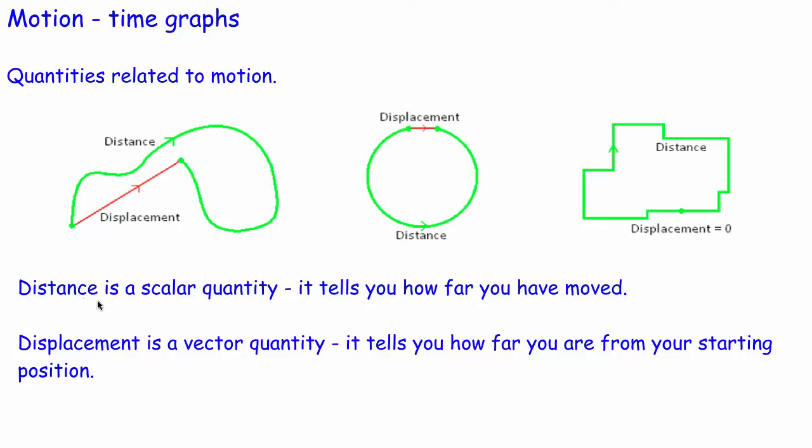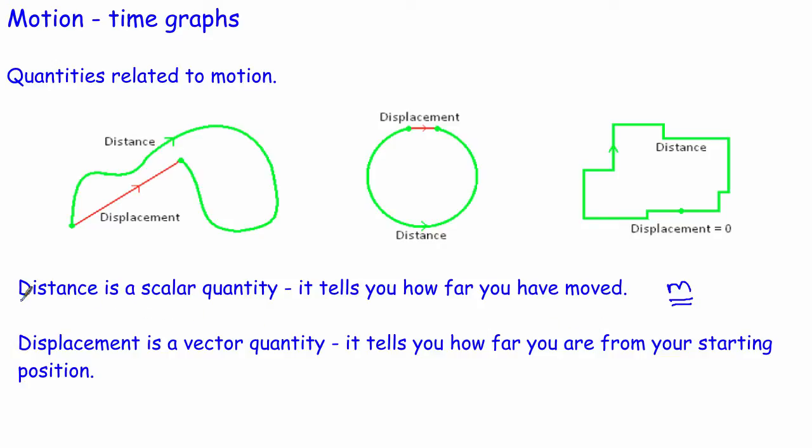So distance is, as you know, basically how far you travel. Distance is a scalar quantity, so it basically just tells you how far you've moved. So if we start off here, for example, and we follow this path around here, we could simply get a meter ruler or a tape measure and measure how far in meters we've gone, and that would tell us our distance. And because we measure it with a tape measure, distance is measured in meters.